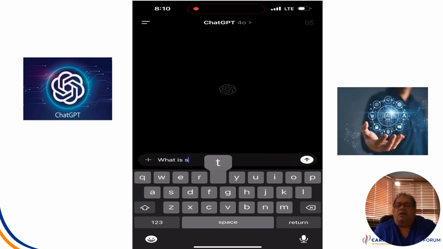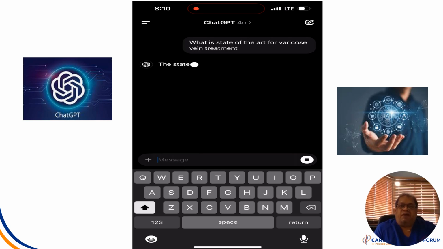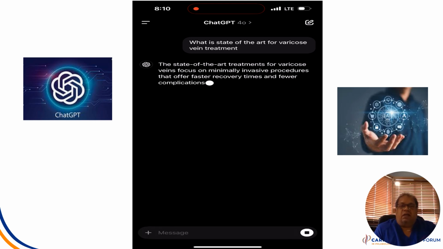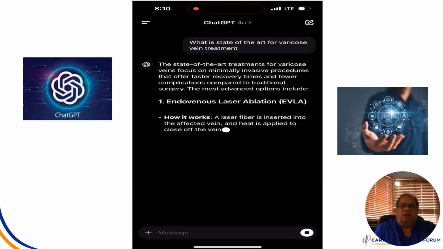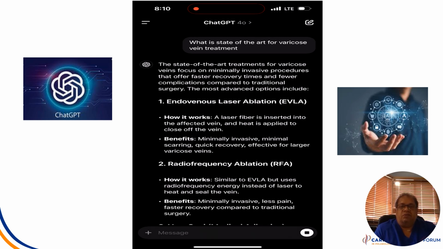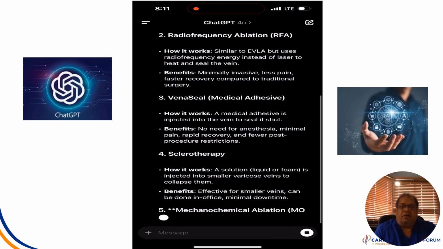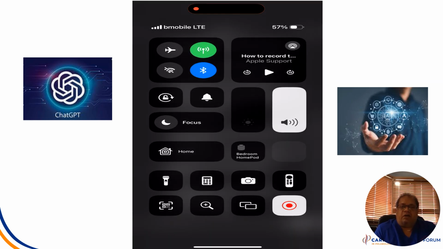So, if there is any doubt in the audience about endovenous techniques being state of the art, let's ask AI. And this is quite interesting using ChatGPT, in which we ask, what is state of the art for varicose vein treatment? And clearly, here comes the answer. Endovenous laser ablation, number 1. Radiofrequency ablation, number 2. Venous seal techniques, sclerotherapy, mechanical-chemical ablation.